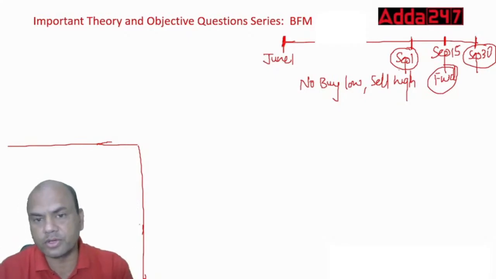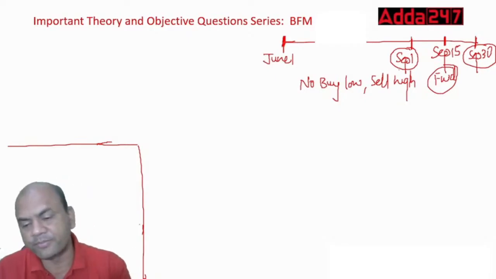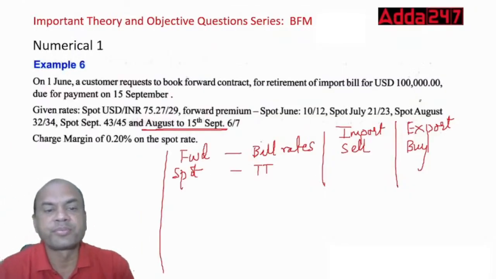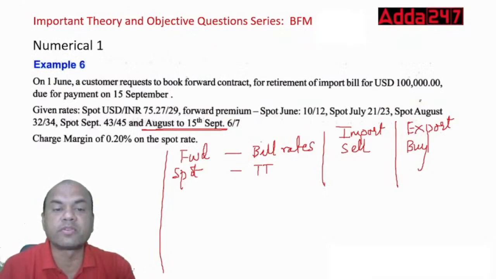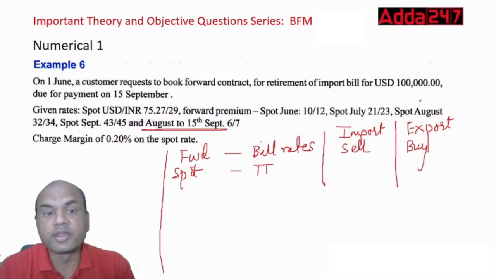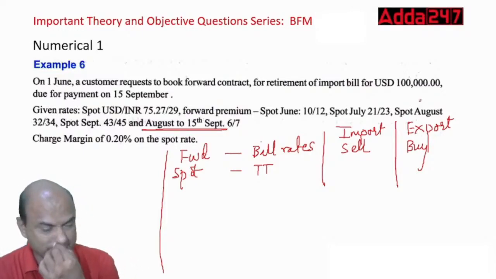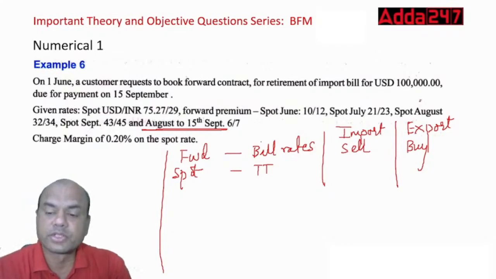Start from June. Whatever we have, start from the basics. What is the June rate we are having? June spot is given as 75.2729. Now I'll ask you the question: is it 75.27 or 75.29? What will I take, everyone? Should I take 27 or 29?